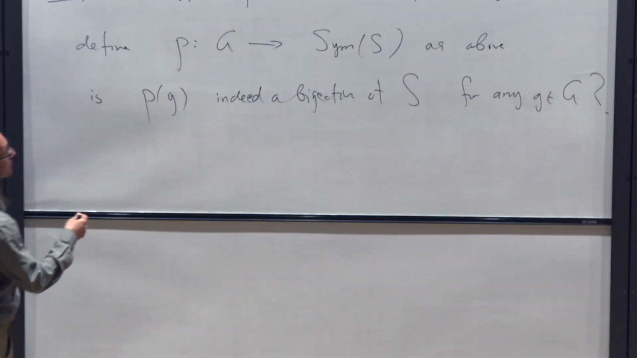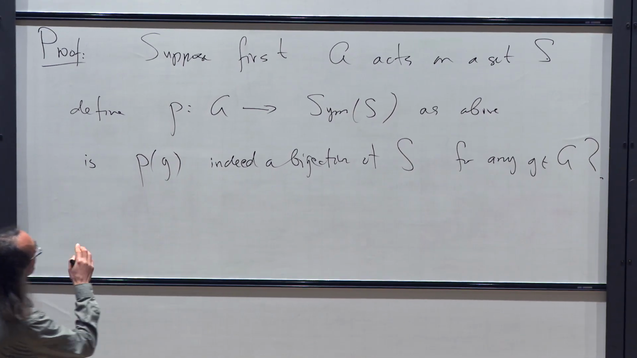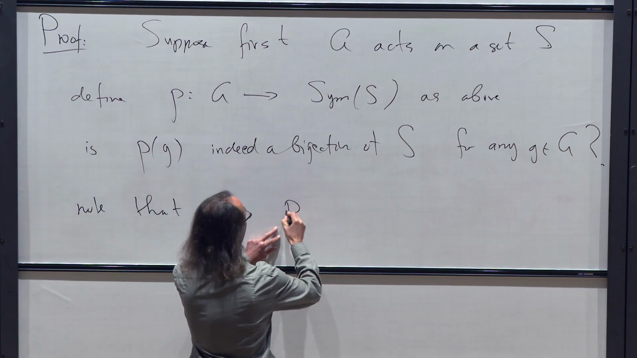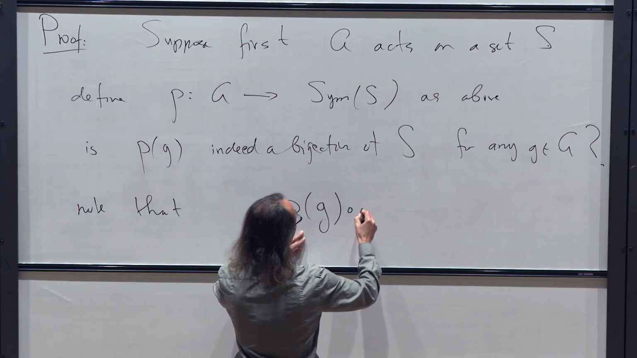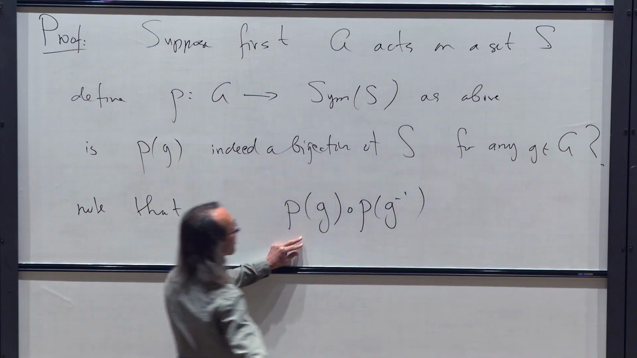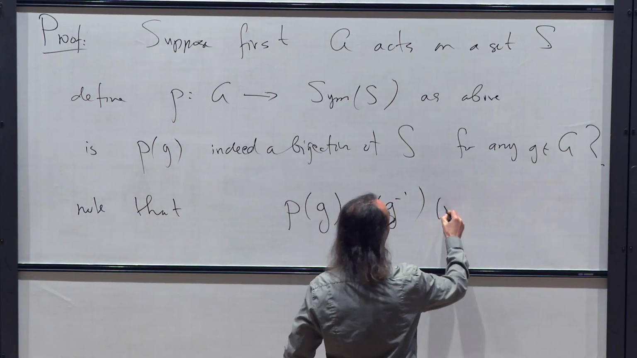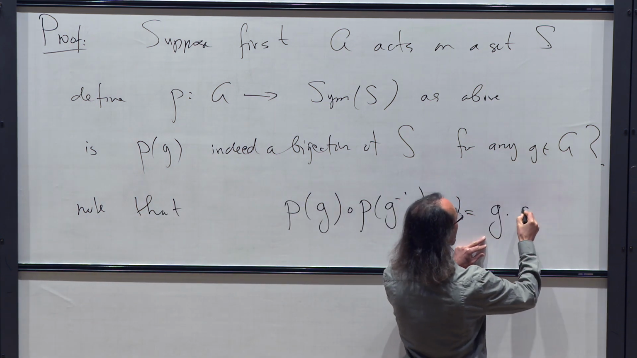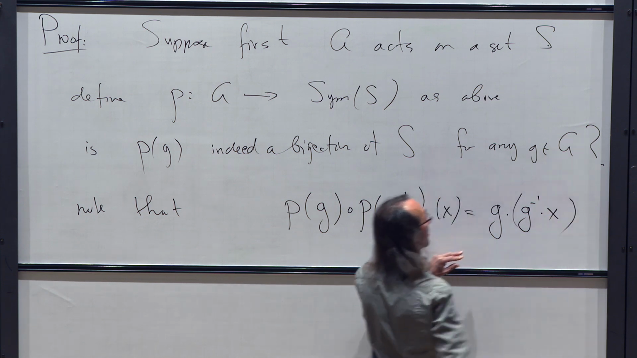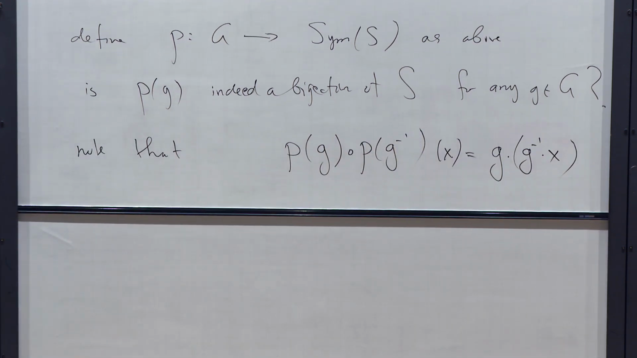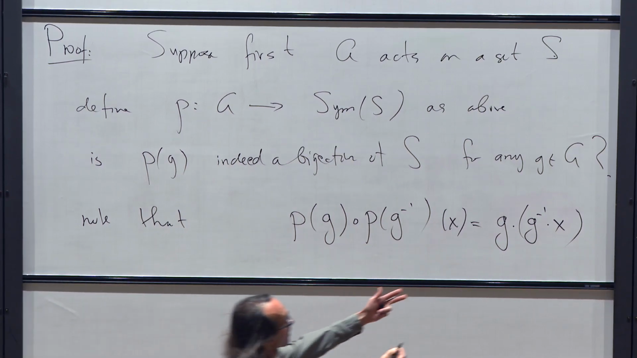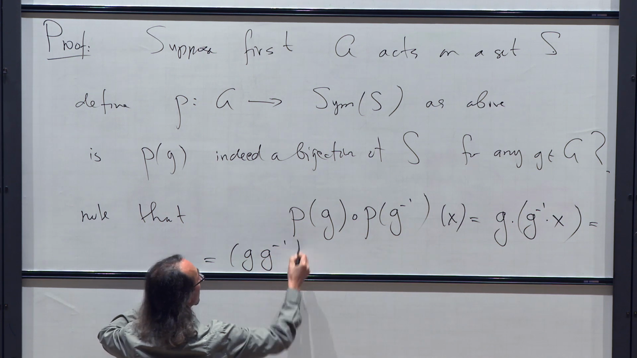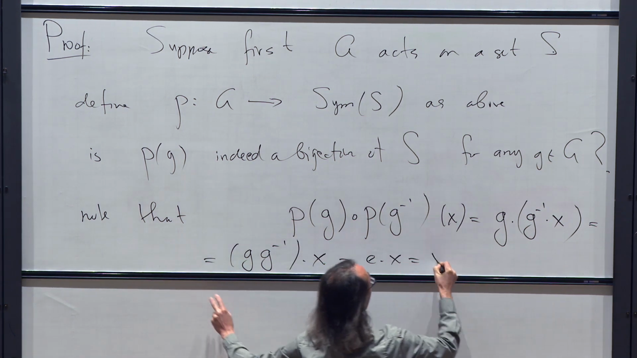Well, I claim that it is because it has an inverse. And the inverse is rho of g inverse. Note that if I compose rho of g with rho of g inverse and act on an element x, by definition, this is g acting on g inverse acting on x. But by the definition of an action, this is the action of g inverse dot x, identity acting on x, which is x for any x in S.